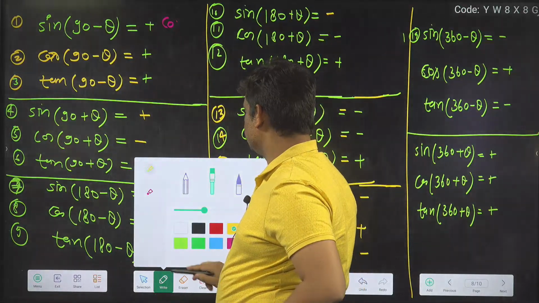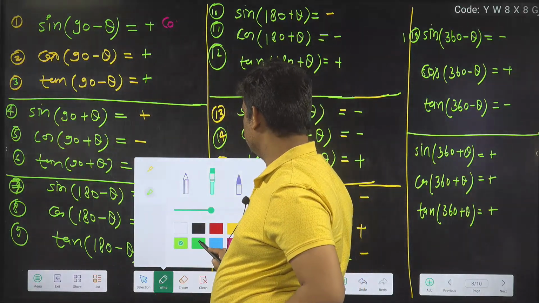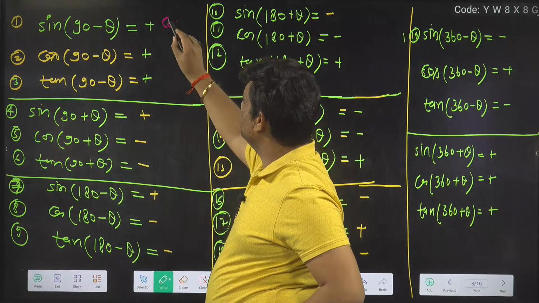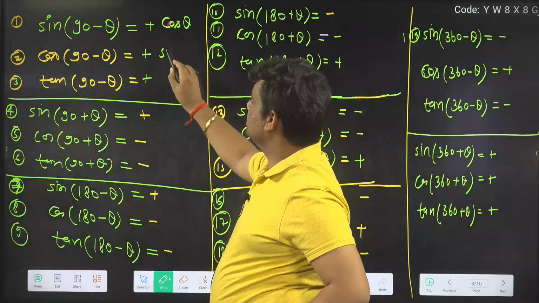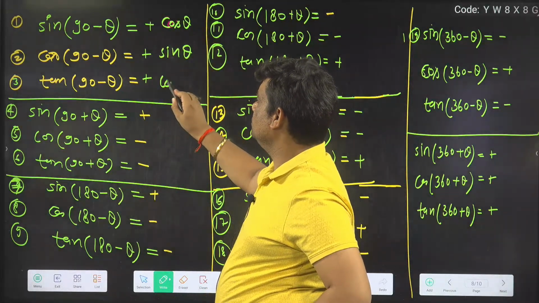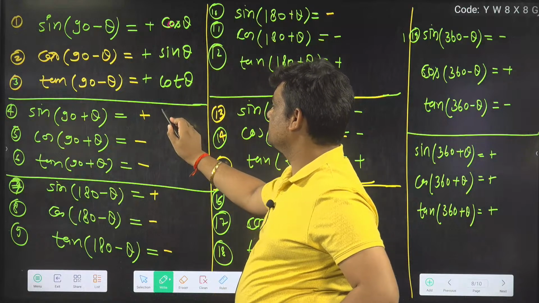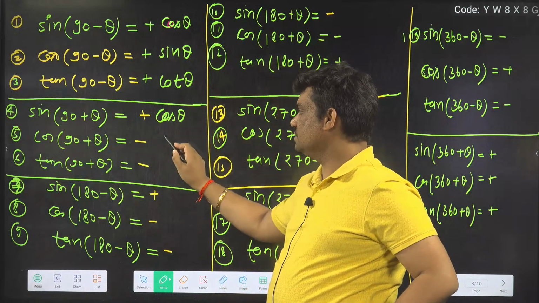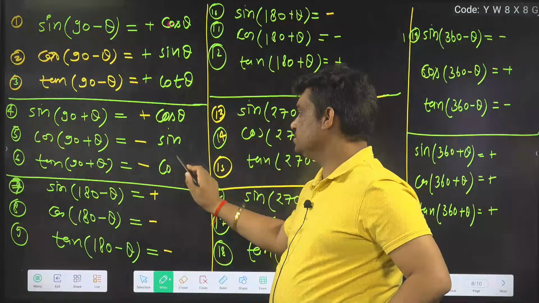So sin will change into cos. Sin changes to cos theta, cos changes to sin theta, tan changes to cot theta. Here also we can say sin changes to cos, cos changes to sin, tan changes to cot.